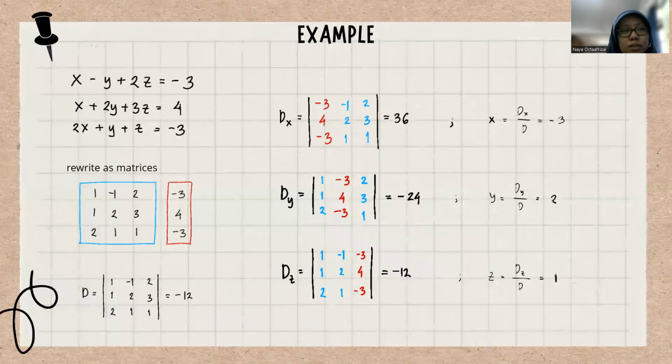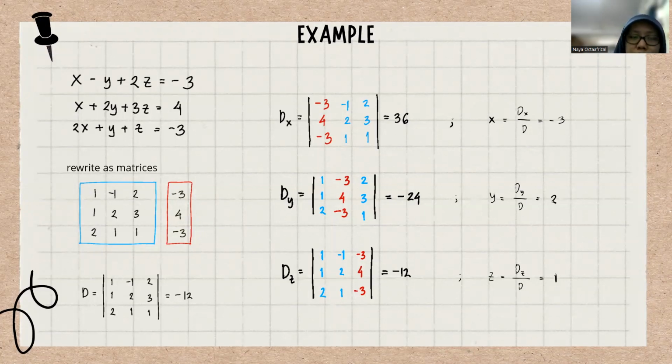We have three equations as written here. x minus y plus 2z equals 3. x plus 2y plus 3z equals 4. And 2x plus y plus z equals minus 3. First of all, we will rewrite those equations as matrices, and then we determine the determinant of that matrix.